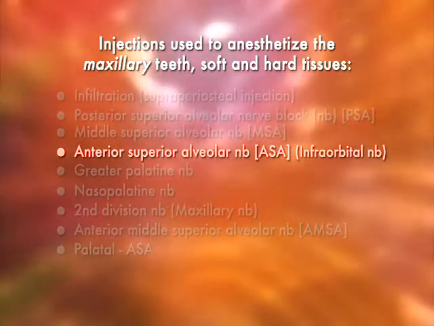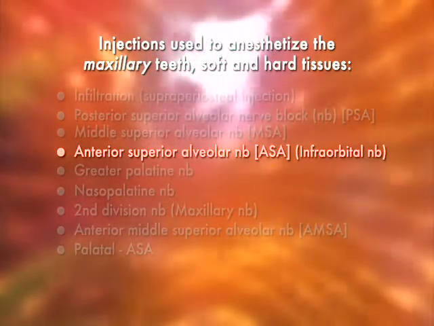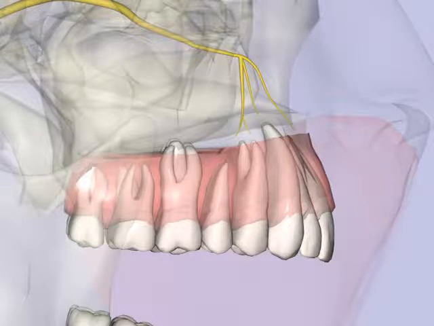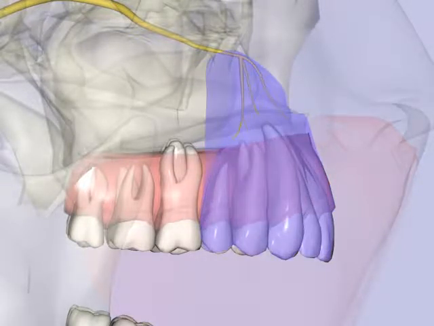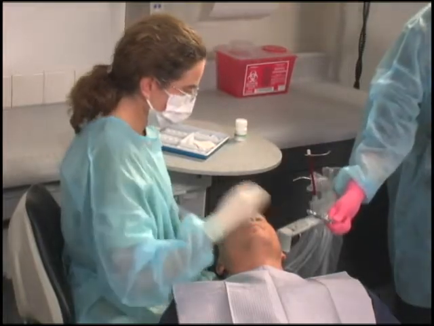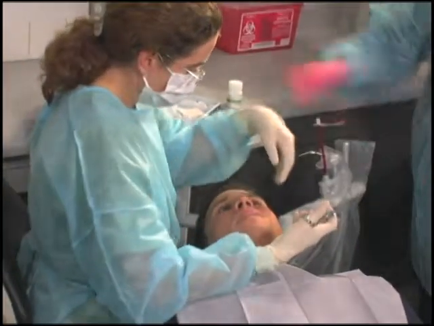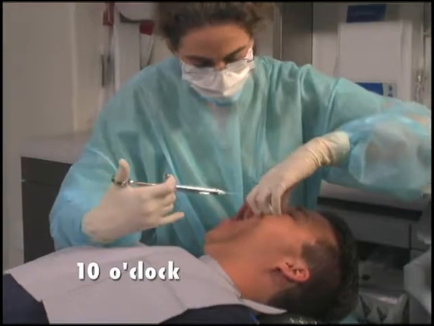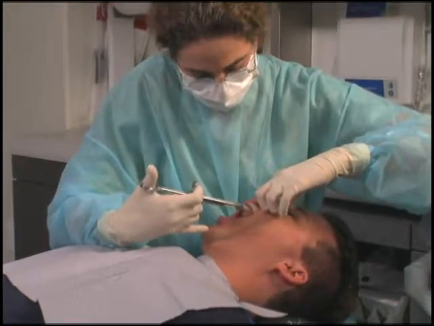The anterior superior alveolar nerve block, also known as the infraorbital nerve block, provides pulpal anesthesia to the 5 maxillary anterior teeth, the incisors, the canine, and the 2 premolars, in addition to the buccal soft tissue and bone overlying these teeth. The skin of the lower eyelid, the lateral side of the nose, and the upper lip is also anesthetized. For a right or left ASA nerve block, the right-handed operator should sit at the 10 o'clock position facing in the same direction as the patient.